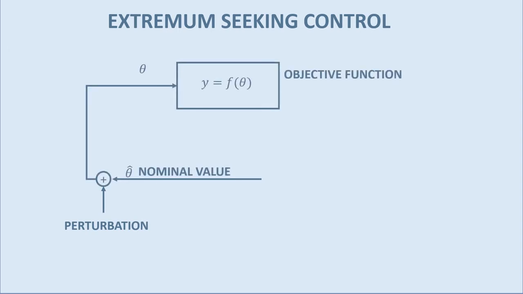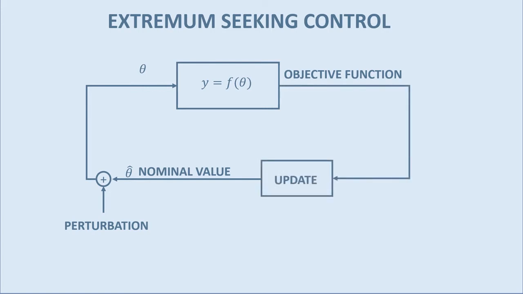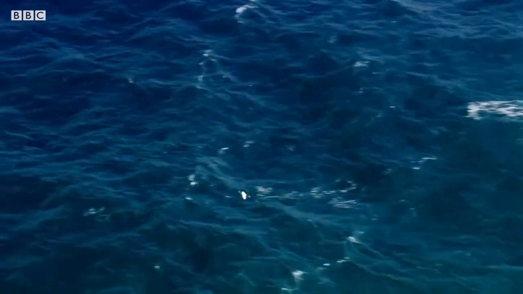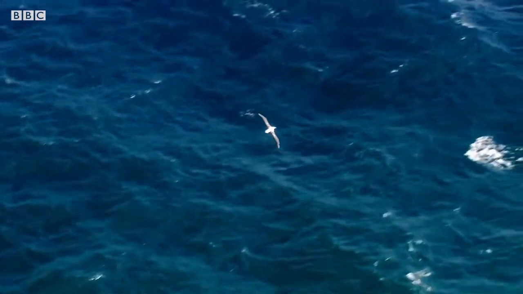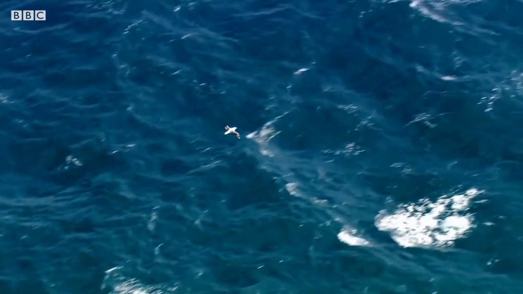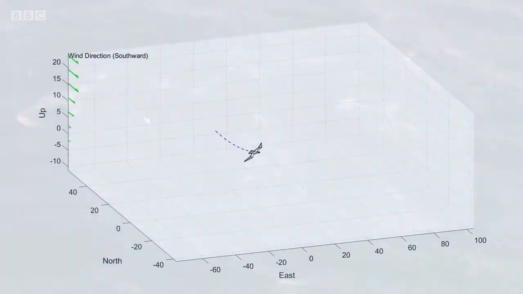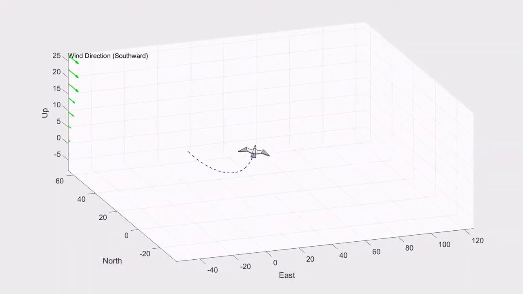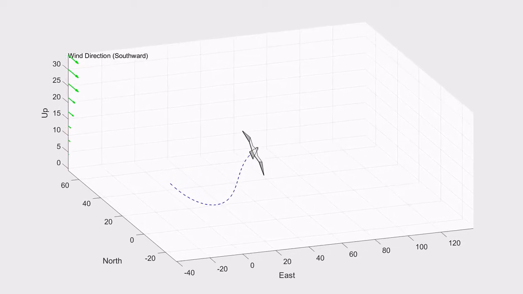In this control technique, a perturbation is added to the nominal value of a parameter and the relative change in the objective function is sensed. That change in measurement is then used to update the nominal value of the parameter. We hypothesize that dynamic soaring is a manifestation of extremum seeking control techniques in nature. We have used this control technique to successfully replicate what soaring birds do in nature.